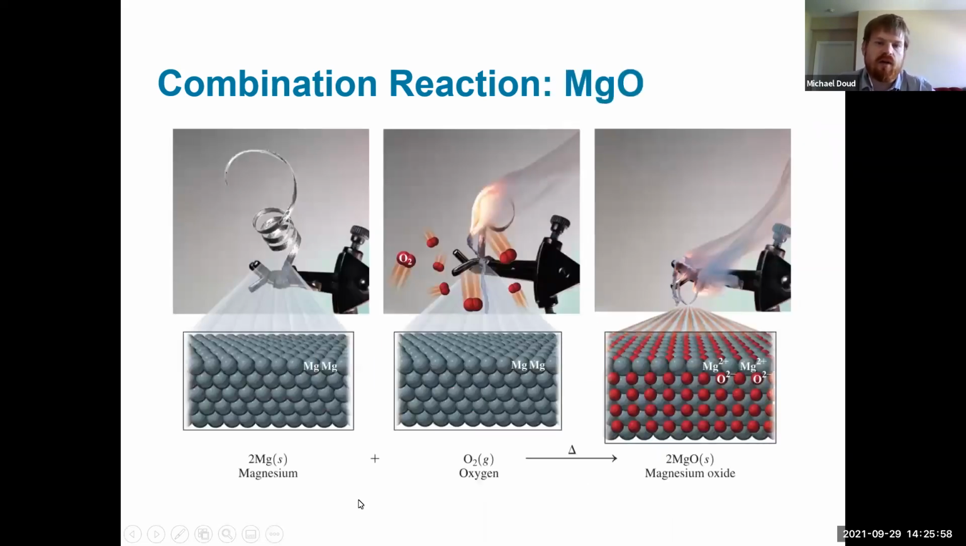Here's another example of a combination reaction. We're going to do some of these in lab on Monday, and I think this is one of the ones that we're doing. You take a magnesium strip and burn it in air. And when you do that, you form magnesium oxide. That's magnesium plus oxygen from air forming magnesium oxide.